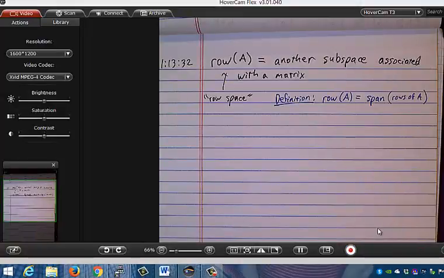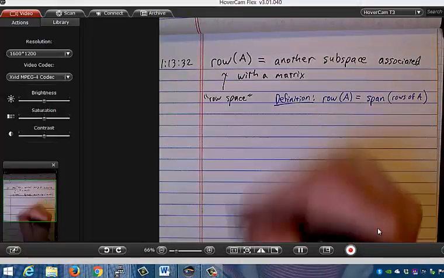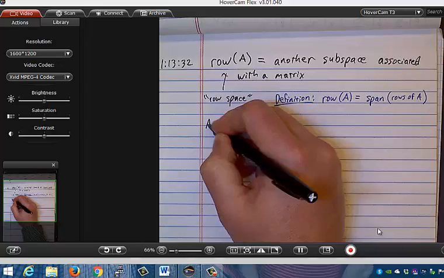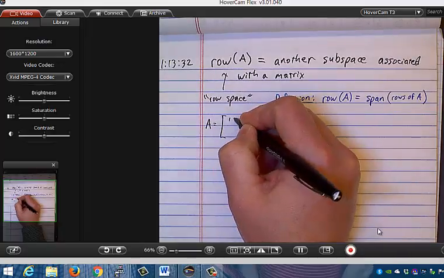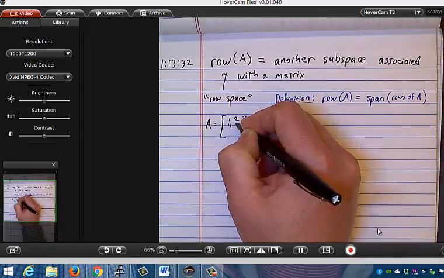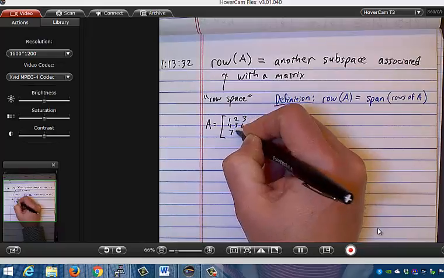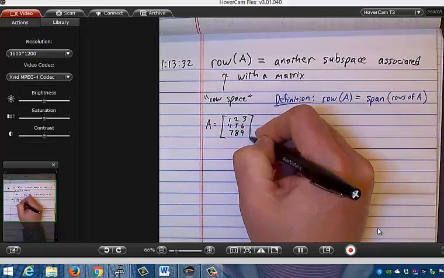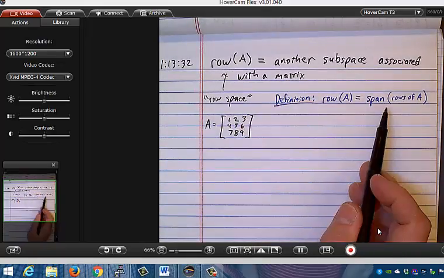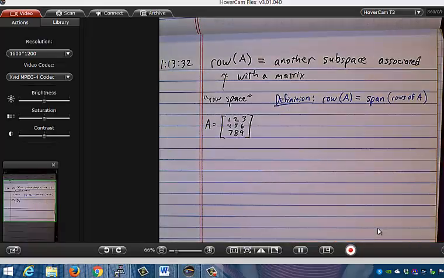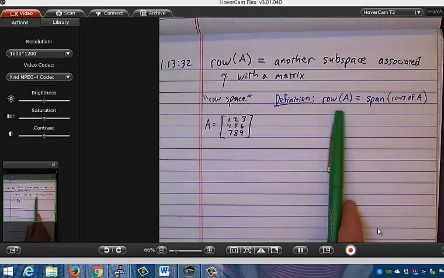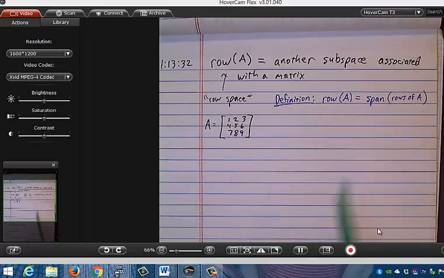Space of A as well. Okay? And so, again, A was my favorite matrix: 1, 2, 3, 4, 5, 6, 7, 8, 9. And I want to describe what's called the row space of A. It says the row space of A, by definition, is the span of the rows of A.